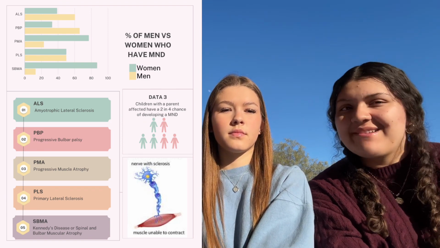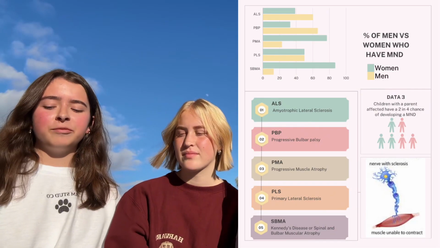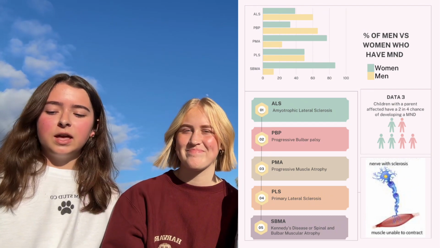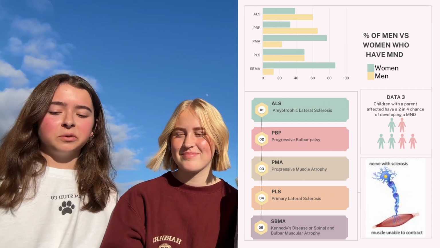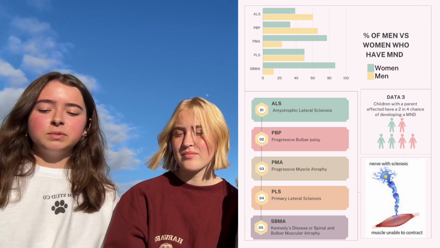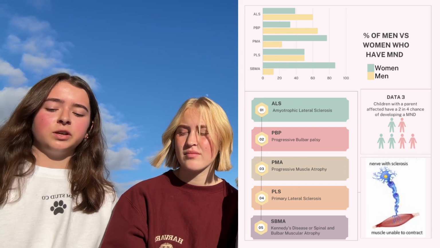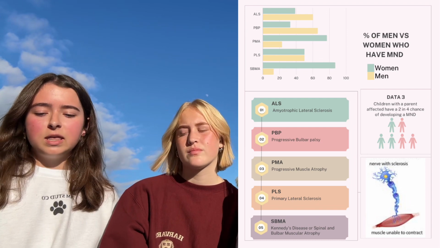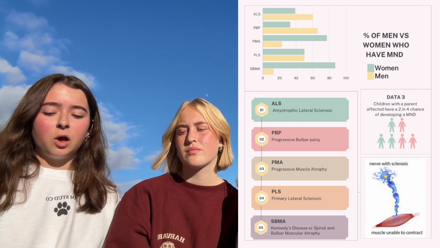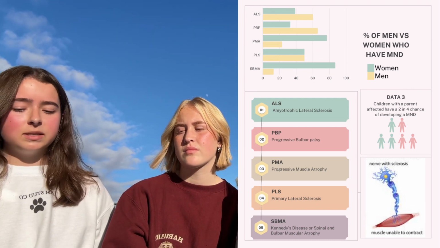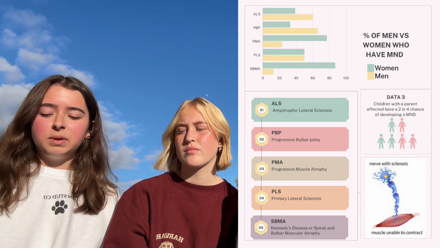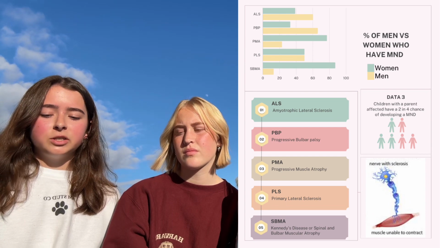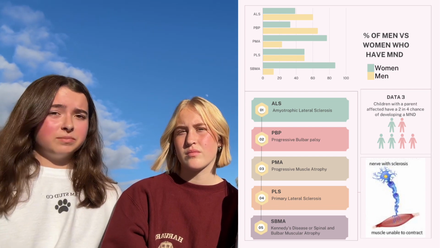Another form of MND is PMA, which stands for progressive muscle atrophy. This affects your muscles, and they slowly deteriorate over time. The symptoms can show up as early as 20 to 30 years old, but the average age of diagnosis is about 45 years old. This disease has a 7-year longer life expectancy than someone with ALS. Because these diseases are very rare, there is limited research and information about possible treatments.